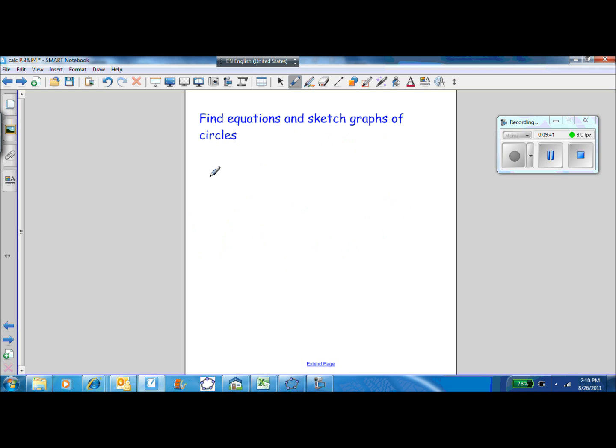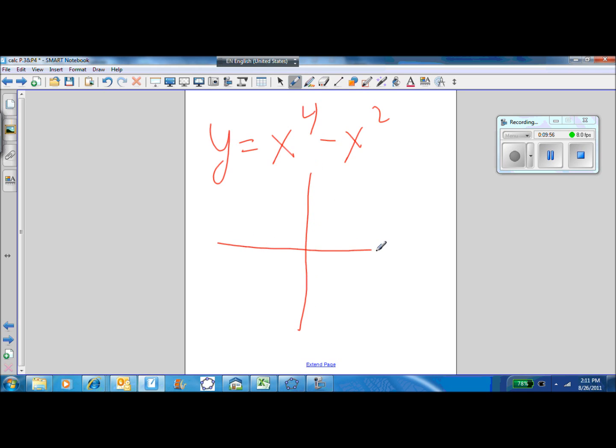How about y equals x to the fourth minus x squared? Well, I don't know what that looks like. It's a fourth degree polynomial. It has roots at 0 and I think 1 and negative 1. And when you look at the graph, you get something like this.